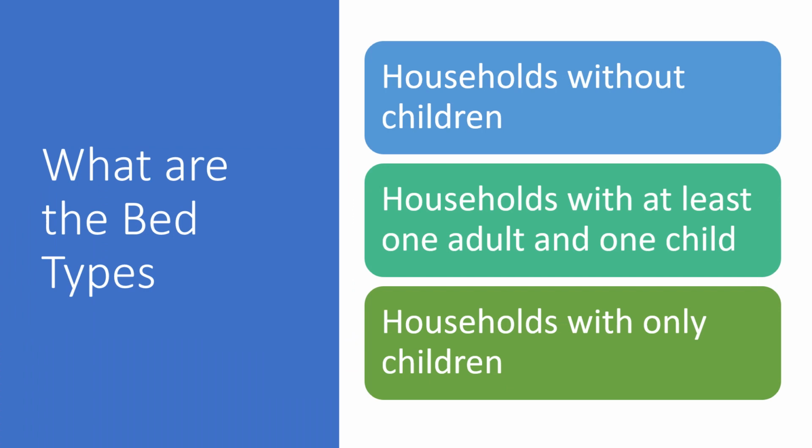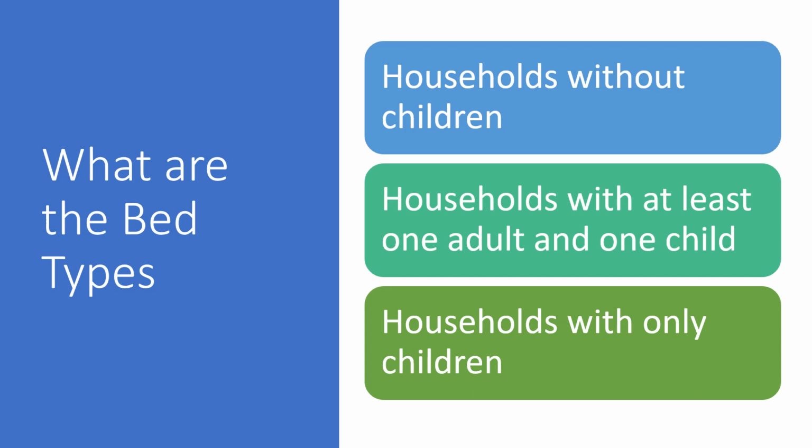What are the bed types? The three different bed types are households without children, beds and units typically serving households with adults only. This includes households composed of unaccompanied adults, including unaccompanied youth ages 18 through 24, and multiple adults, including households with multiple youth ages 18 to 24.